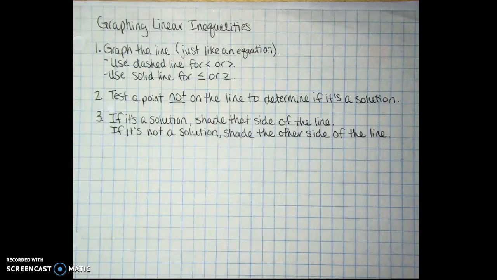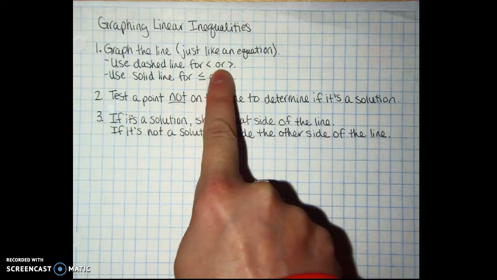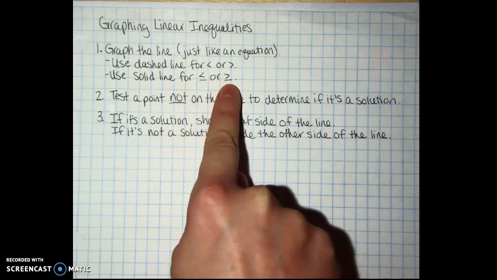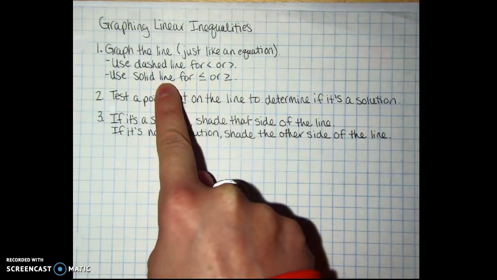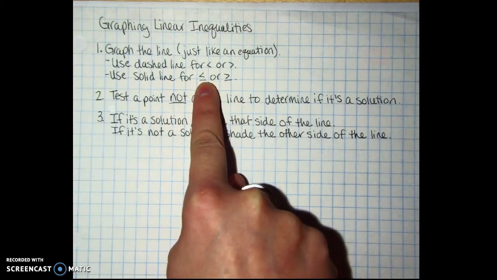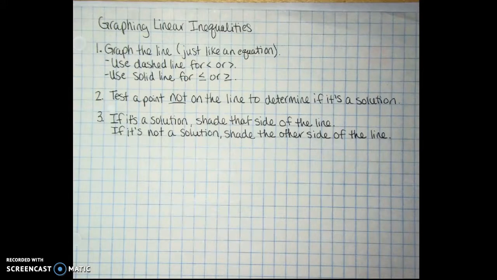When we graph the line, if it's less than or greater than, it will be a dashed line. And if it's less than or equal to or greater than or equal to, it's a solid line. The way I remember that is if there's a line under the inequality sign, that means it's a solid line. And if there's not, it's going to be dashed.